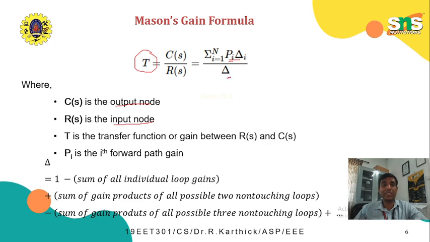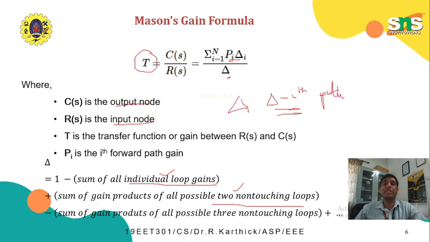And delta is nothing but 1 minus the sum of all individual loop gains, plus the sum of gain products of all possible 2 non-touching loops, 3 non-touching loops, etc. We have already discussed what an individual loop is and what 2 non-touching loops are. So delta is 1 minus the sum of all individual loop gains plus the sum of the gain products of all possible 2 non-touching loops, 3 non-touching loops, and it just keeps on going. And delta i is nothing but delta for the ith path.